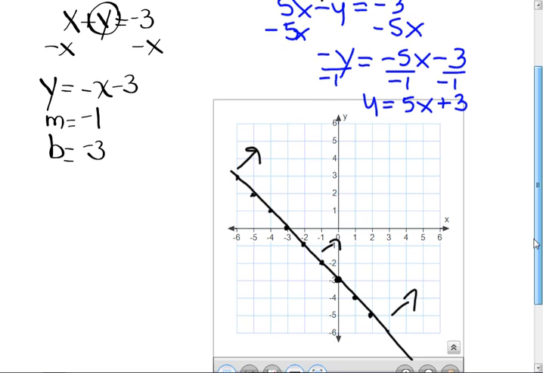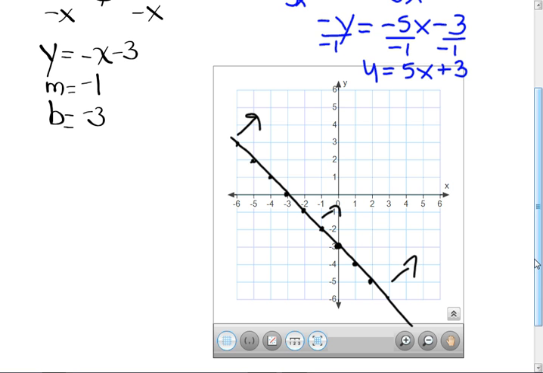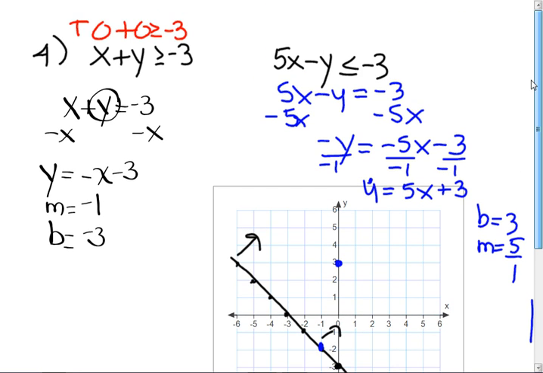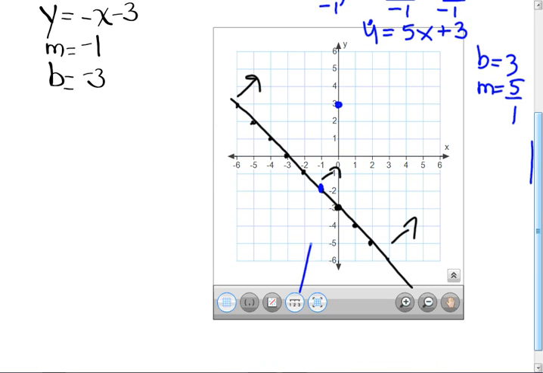Where do we start this one? What's b? 3. What's the slope? Okay, so I'm going to start at 3. And I'm going to do a slope of 5. Well, I'm going to go down 5 and then left 1. 3, 4, 5, left 1. It's steep. I mean, you can go up here. Do you know how to do it? Let me finish the problem. Okay. Now, is that dotted or solid? It's solid. I like the solids because I want to make them solid anyway.